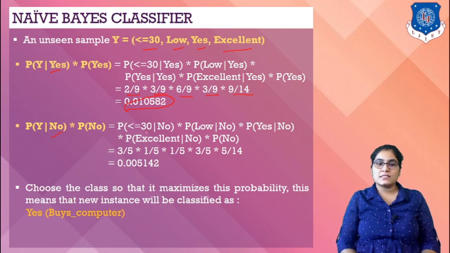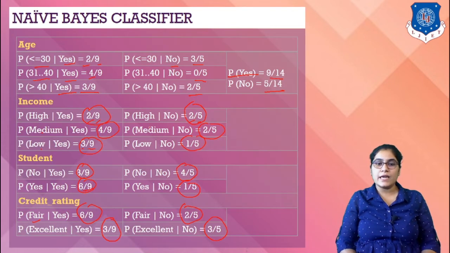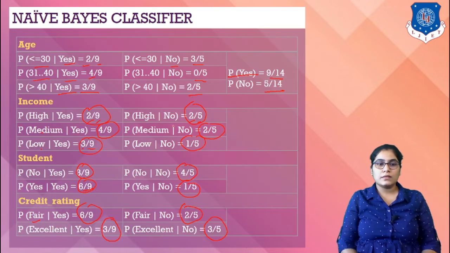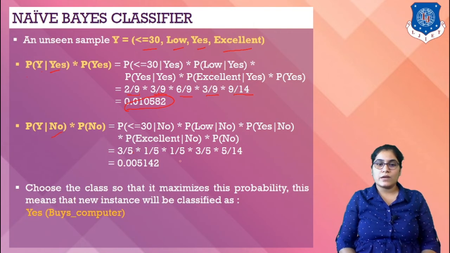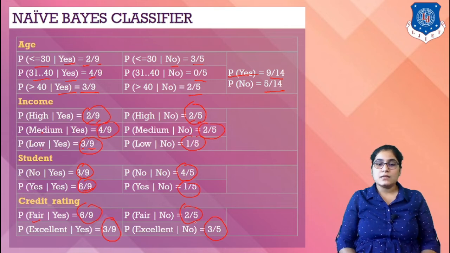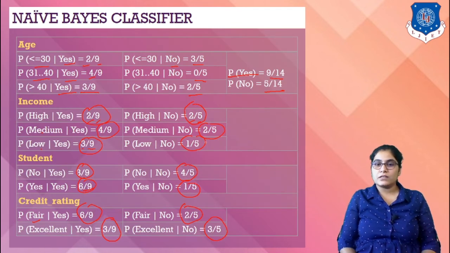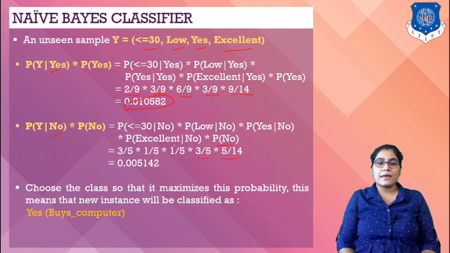First we consider the probability of less than or equal to 30 and no, that is 3 by 5. So we are taking 3 by 5. Next, the probability of low and no, that is 1 by 5. So we are taking 1 by 5. Next is the probability of excellent and no, that is 3 by 5, and we are considering 3 by 5. And at last, the probability of no, that is 5 by 14. So we are taking 5 by 14. Multiplying all these values, we get 0.005142.